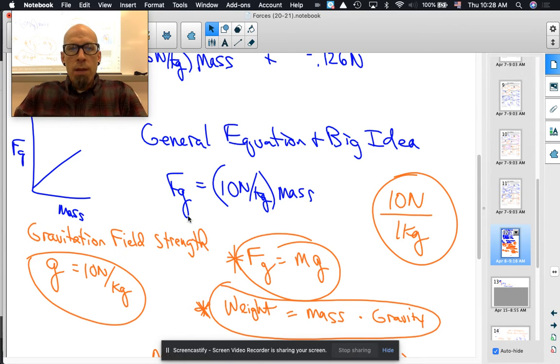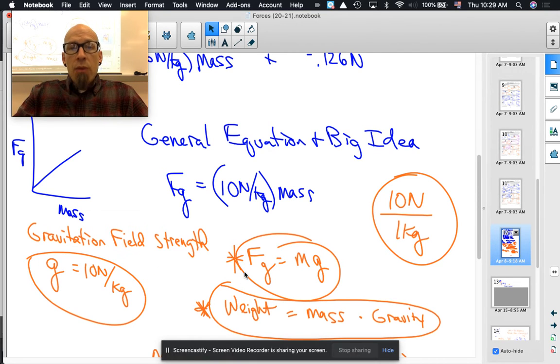Now, this 10 newtons for every kilogram, a 10-to-1 ratio, again, we were talking about directly proportional. That's the proportion. It is a 10-to-1 proportion. That is what we call gravitational field strength. And for objects around the surface of the Earth, it's 10 newtons per kilogram. That's how strong Earth's gravity is. It pulls with 10 newtons of force on every kilogram an object has.